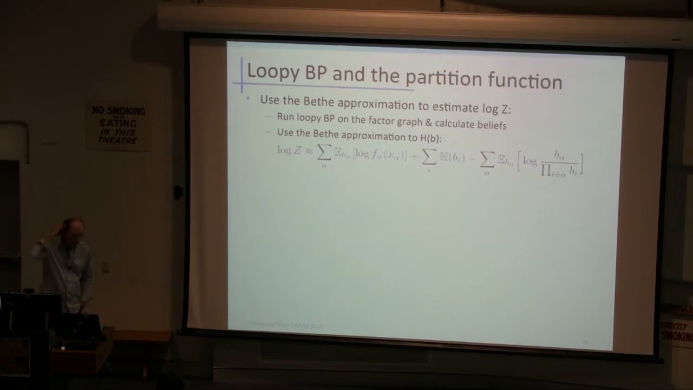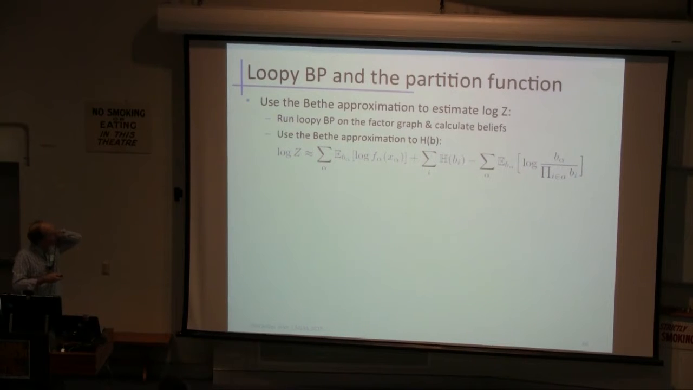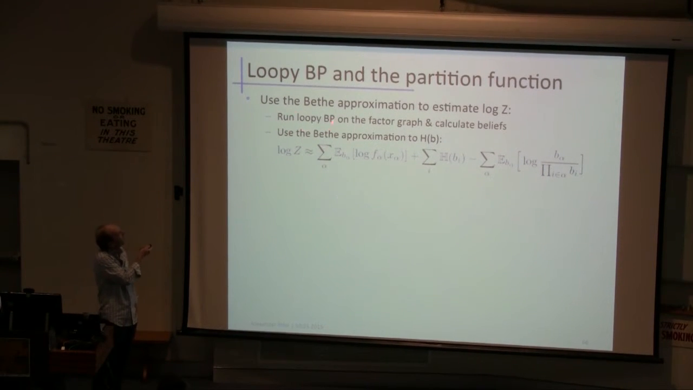Okay, so that gives us a way of using these beliefs to try to estimate the log partition function. So we can just run loopy belief propagation to calculate the approximate marginals. If we find a fixed point of the system, then it's an optimizer of this Lagrangian, and then we can use the Bethe approximation to estimate the log partition function.